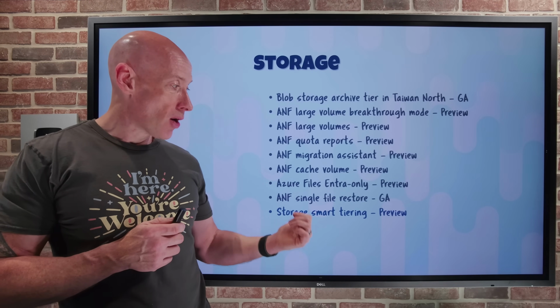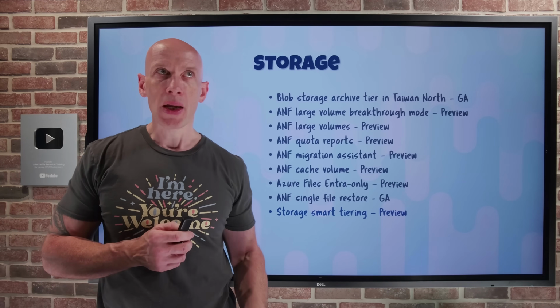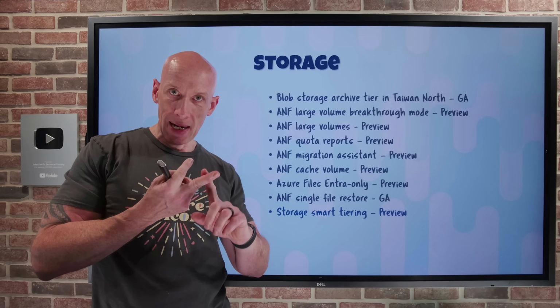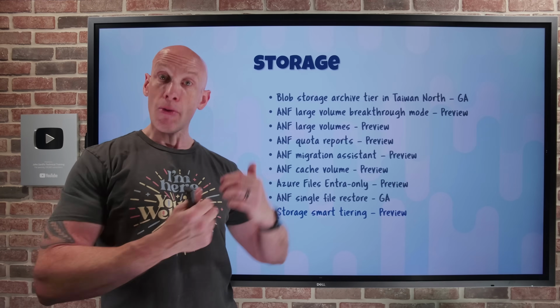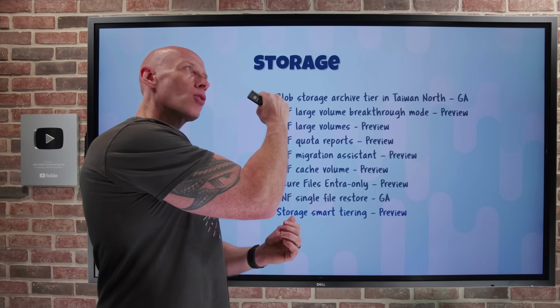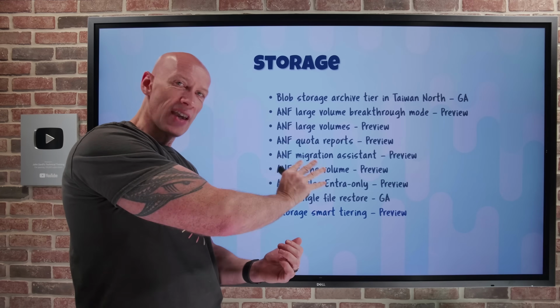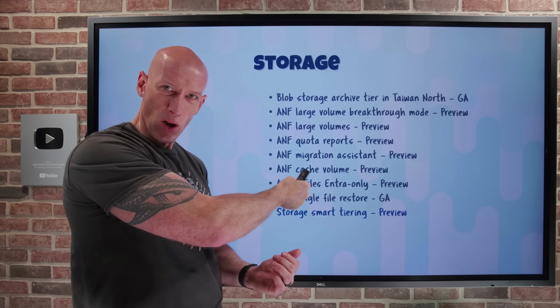And storage smart tiering is available in preview. So this is for Azure Blob Storage and Azure Data Lake Storage Gen2, which is a storage account with hierarchical namespace. Now, there are multiple tiers. There's hot, cool, cold, and archive. Forget about archive for now. Remember, that's kind of offline.